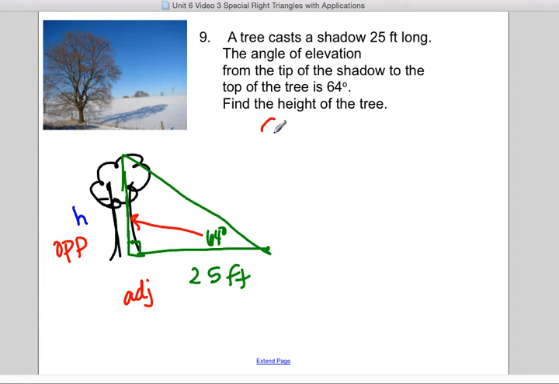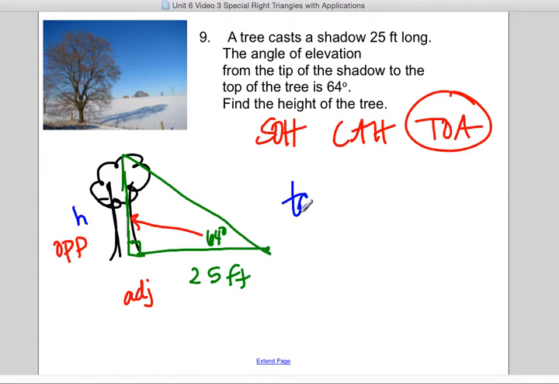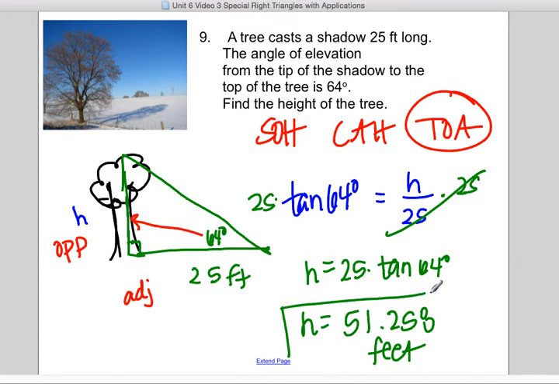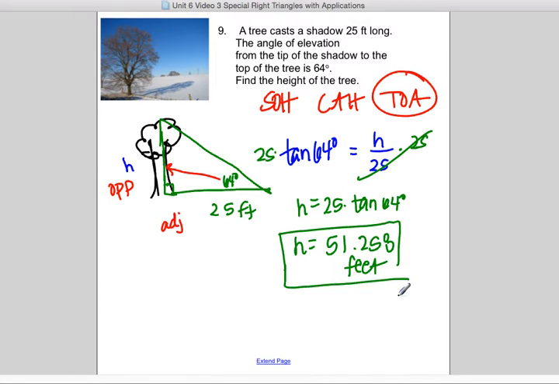So I'm going back to SOHCAHTOA, who uses opposite and adjacent. Tangent. So I have tangent of my angle, 64 degrees, is equal to my opposite h over 25. To solve this one, I would just multiply by 25 on both sides. So h equals 25 times tangent 64. Type it in your calculator and you get 51.258, and this is labeled in feet. So the height of the tree is 51.258 feet.